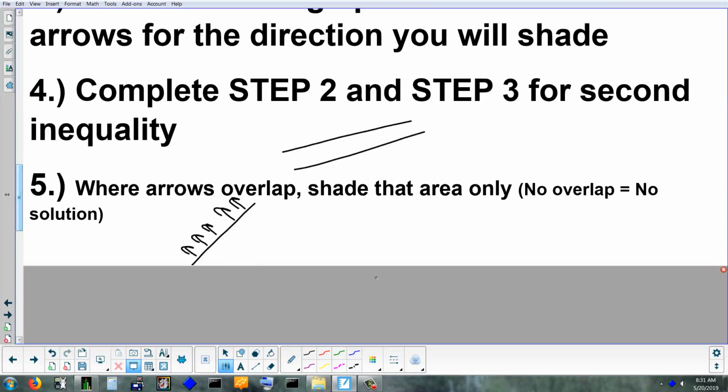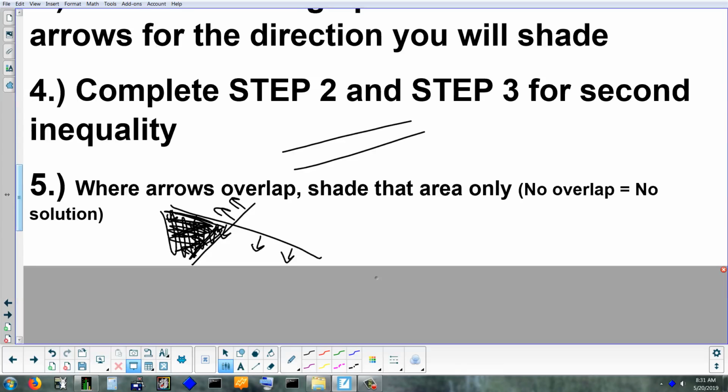I'm just putting arrows indicating which way I would shade. You'll see why I didn't shade yet. Because then you're going to draw your second line. And maybe the answer to that one is shade below. Below, below, below. Now we're going to shade it. What we want to shade is where they overlap. Okay, so like in this one, that's right here. That's all you want to shade.